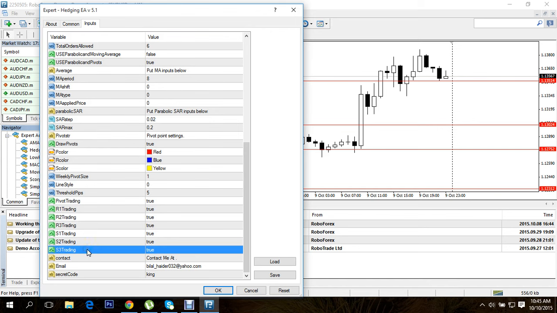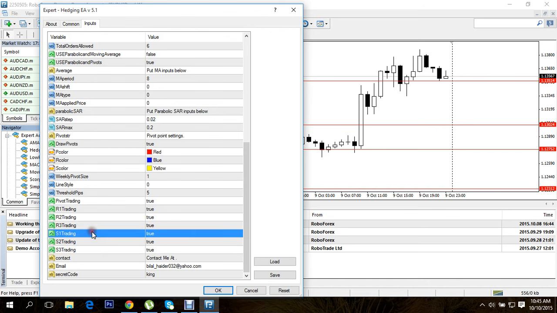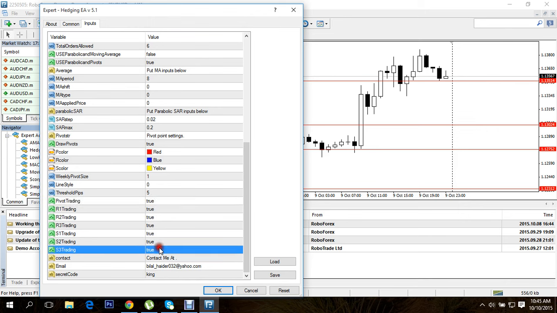So if a price is below support level 1, and it is at least 5 pips below support level 1, and the parabolic SAR is above the current price, then it is a signal to place a sell trade. Okay, I hope you got the point. If you want to use all of them, then that's fine. If you want to use only one, or two, three of these, then you can set those to true and all others to false. Then it will work for you just like that. Okay, I hope you got it.